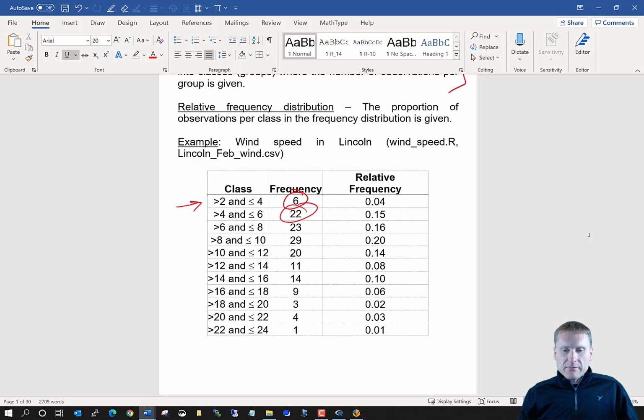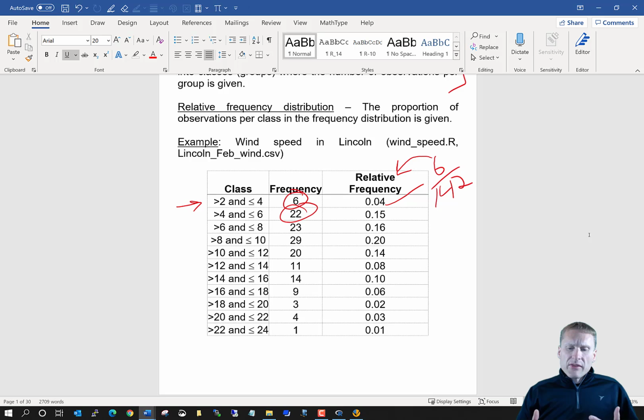Now, on the far right side here, we also have what's called a relative frequency distribution. All this is now the proportion of observations that fall within a class or a group. So this 0.04 here is 6 divided by, I think we have 142 different wind speeds. So it's 6 divided by 142, which is approximately 0.04.